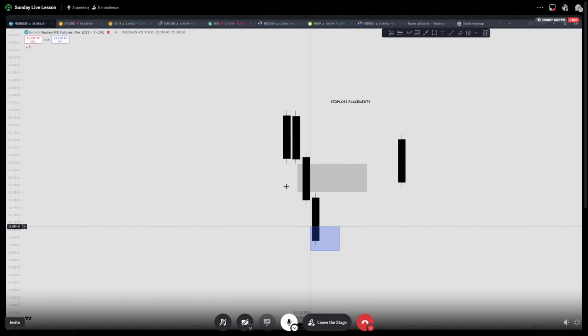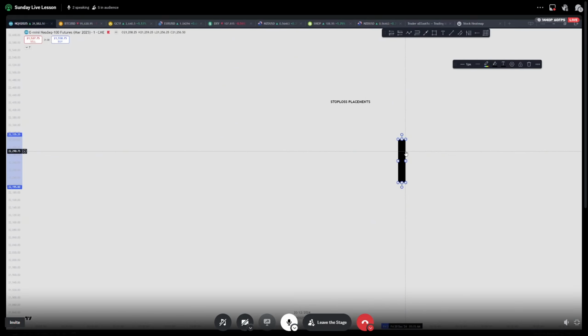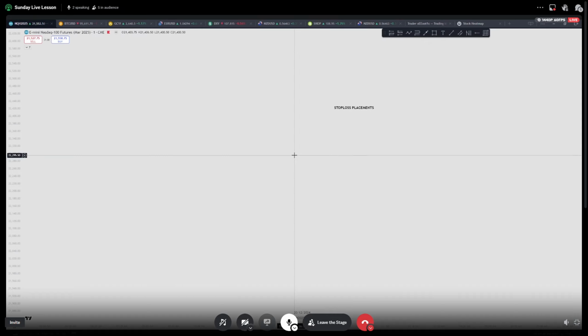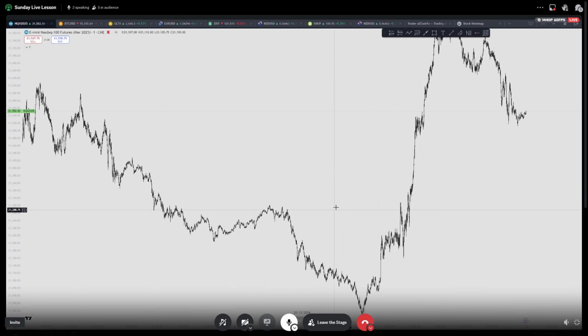Now we'll go over order blocks and propulsion blocks real quick. So, let me draw an order. Actually, I'll do this down here. We'll go over order blocks and propulsion blocks real quick.